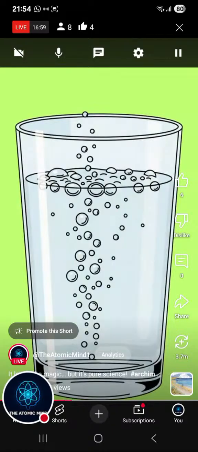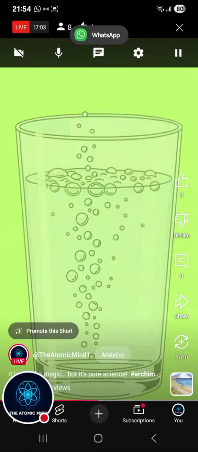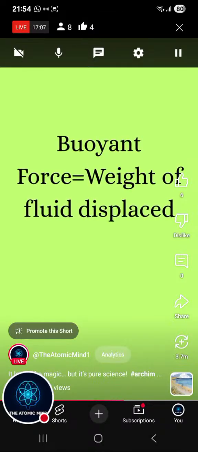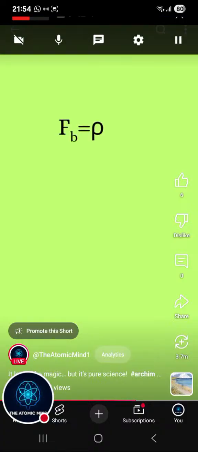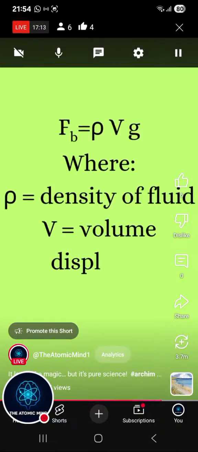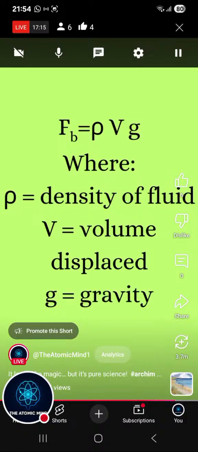If you put a stone in water, the water level rises. This increase in water level is equal to the volume of stone displaced. Formula of buoyant force: weight of the object is equal to weight of the fluid displaced. F is equal to rho V g, where rho is density, V is volume displaced, and g is the gravity.